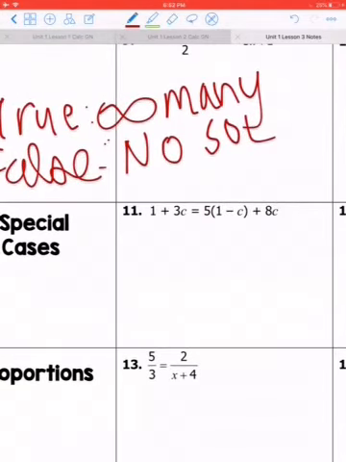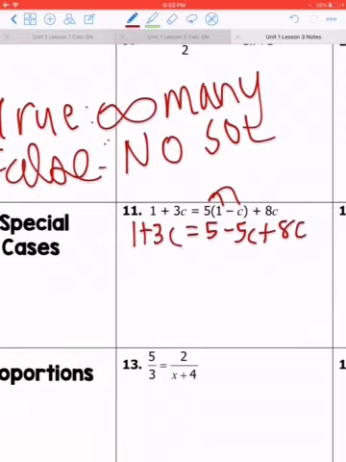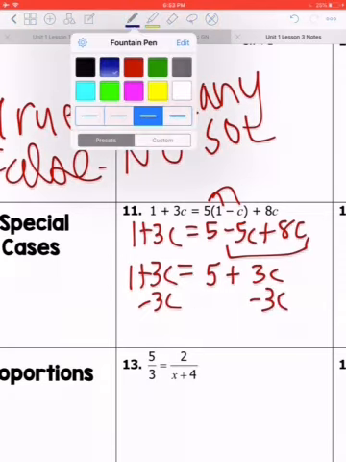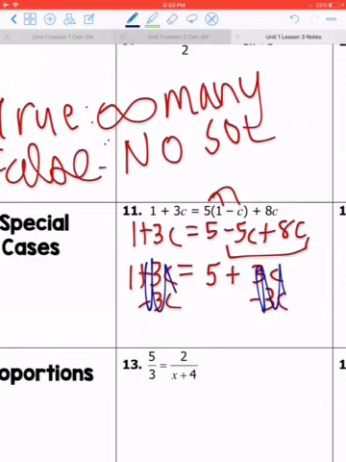Okay, so 11 I'm going to distribute first. Alright, so that gives me 5 minus 5c plus 8c on the right. The left, nothing changes, so I'm just going to rewrite it. Okay, and then we have stuff to combine, so let's do that first. 3c. So now we're at 1 plus 3c equals 5 plus 3c. Okay, and either way you look at it, if you subtract 3c from both sides, and those cancel, you get 1 equals 5. So this is a false statement, therefore your answer is no solution.